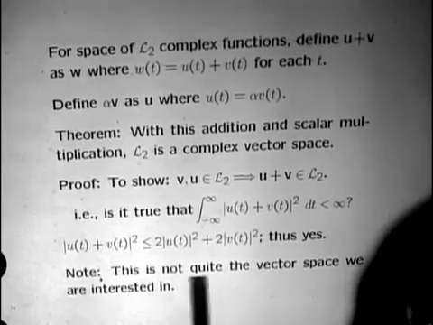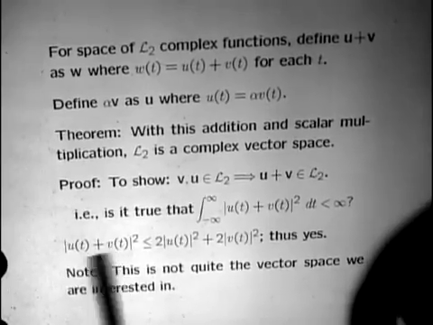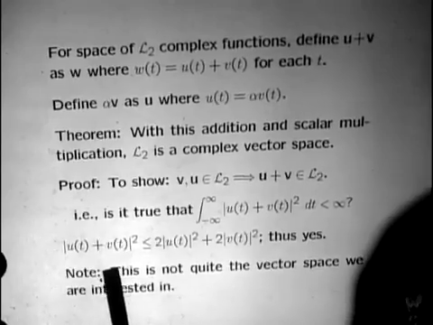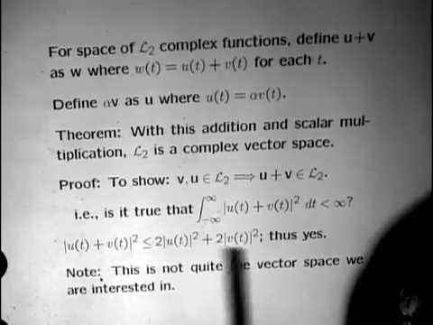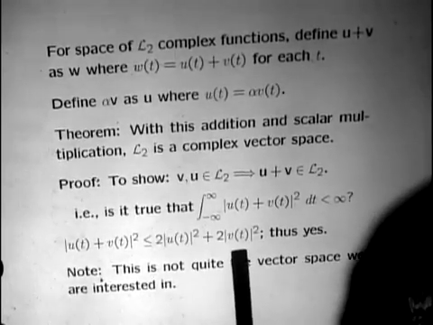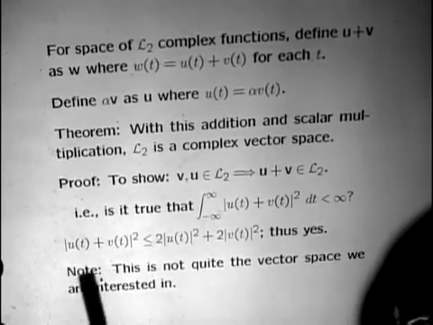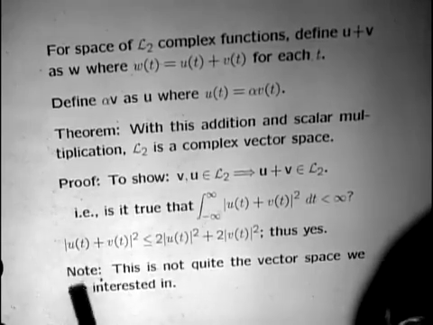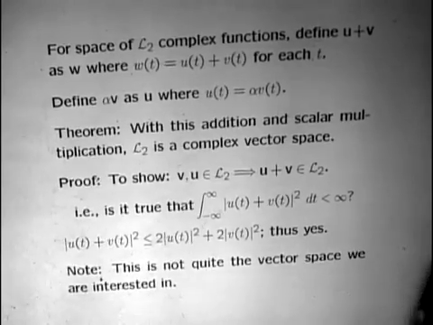You wonder at first, what's the 2 doing in there? But then think of making v of t equal to u of t. You have 2 times u of t squared, which is 4 times u of t squared. Well, that's what you need here to make this true. So in that example, this inequality is satisfied with equality. To verify the inequality in general, you just multiply this out. It's u of t squared plus v of t squared plus 2 cross terms, and it all works.